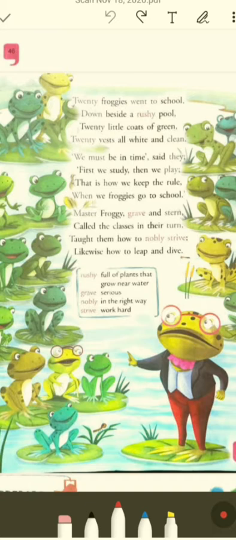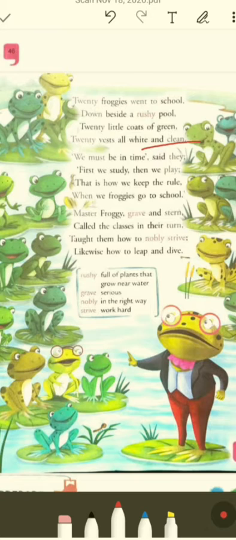Vests are those garments which we wear just beneath our t-shirt, shirt, and all, right? Vest, brief, those things. So, what did they wear? Twenty little coats of green, twenty vests, all white and clean. They wore twenty vests. We call it ganji in Hindi, right?